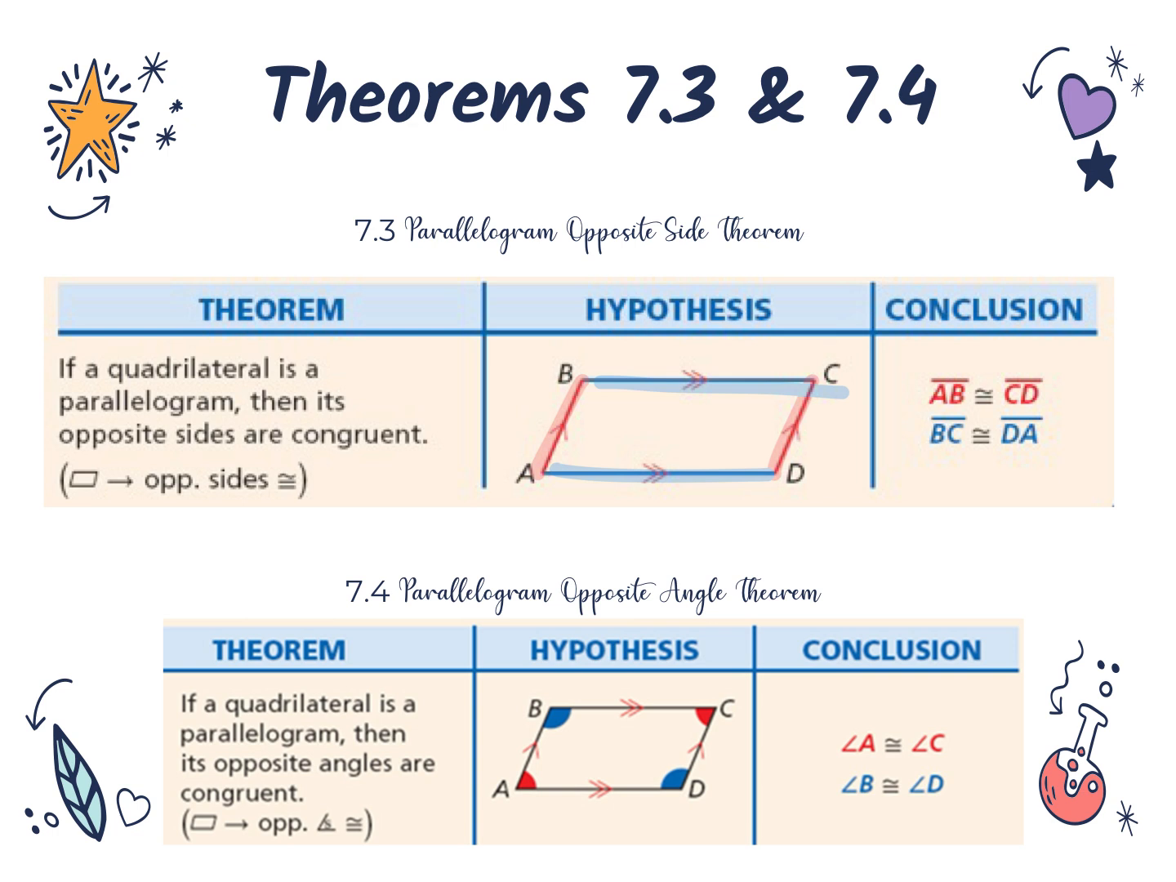And then 7.4 is the parallelogram opposite angles theorem. It means that if a quadrilateral is a parallelogram, then its opposite angles are congruent. So that also means that these two angles right here are congruent, and these two angles right here would be congruent. It's always going to be the opposites, so A and C, and B and D in this example. Same for the lines, it's always going to be the ones across from each other. That's not going to change. It's always the case for parallelograms.